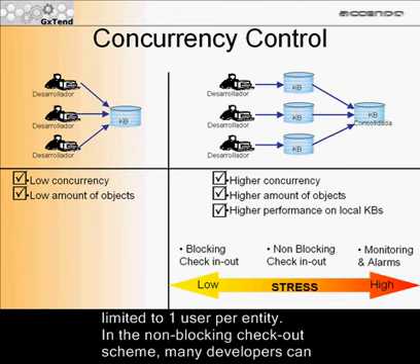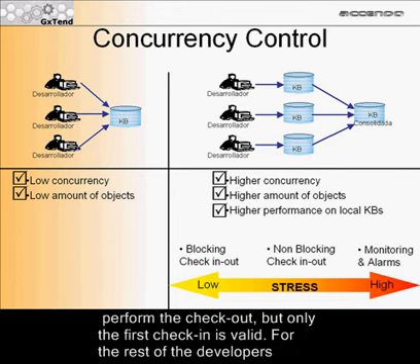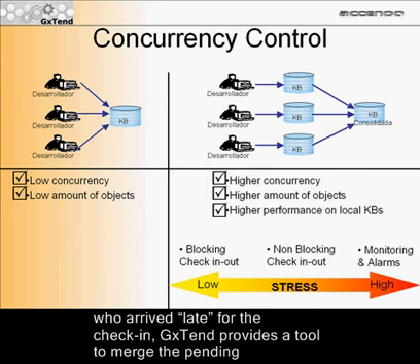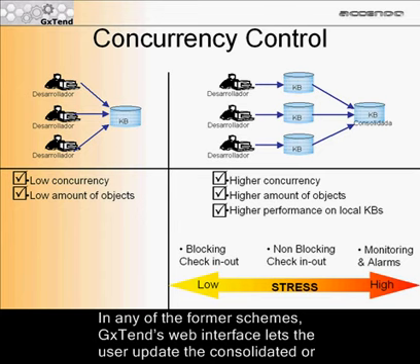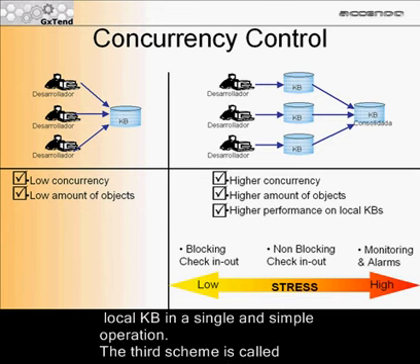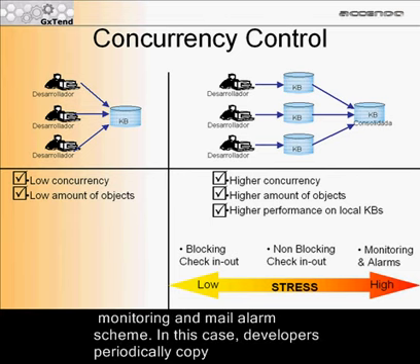In the non-blocking checkout scheme, many developers can perform the checkout, but only the first check-in is valid. For the rest of the developers who arrived late for the check-in, GxTend provides a tool to merge the pending changes. This scheme minimizes locking time and hence it increases concurrency. In any of the former schemes, GxTend's web interface lets the user update the consolidated or local KB in a single and simple operation. The third scheme is called monitoring and mail alarm scheme.